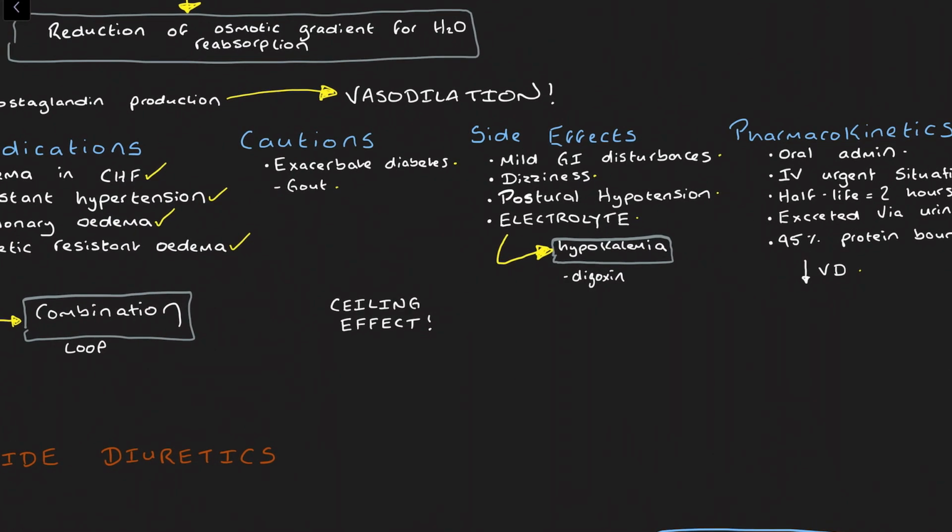Another thing to remember with loop diuretics is that they have a ceiling effect, where there is a maximum level of dosage, and any more increase in the dosage would not increase the clinical effect of the drug.